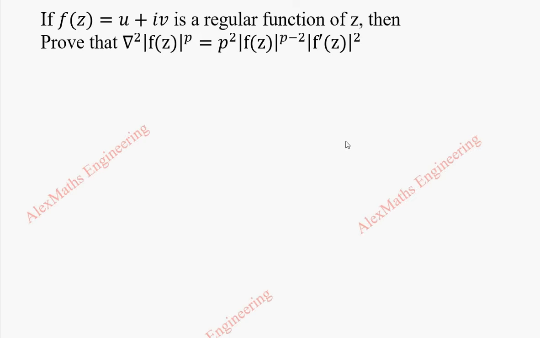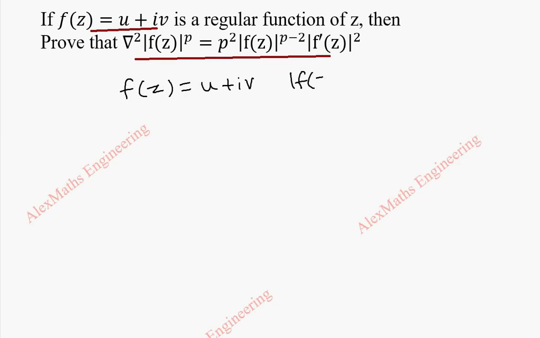In this problem, we are given f(z) = u + iv, which is a regular function of z, and we have to prove this expression. Let's start from f(z). f(z) is u + iv, and mod f(z) will become root of u² + v². This can be written as (u² + v²)^(1/2).